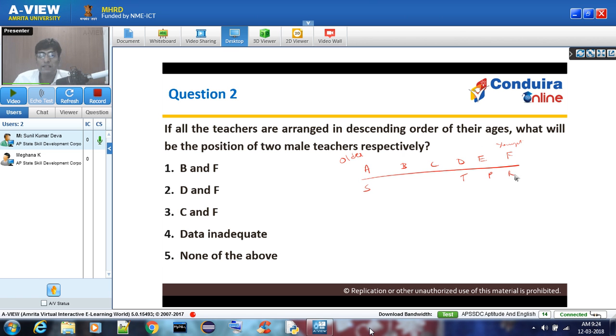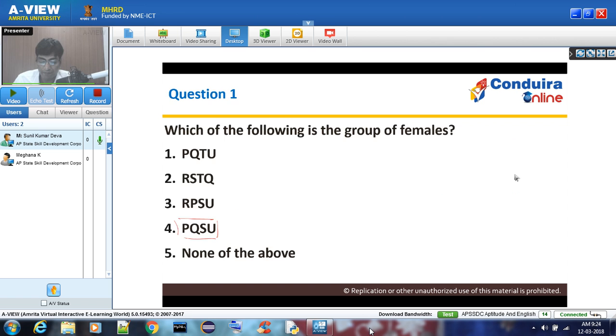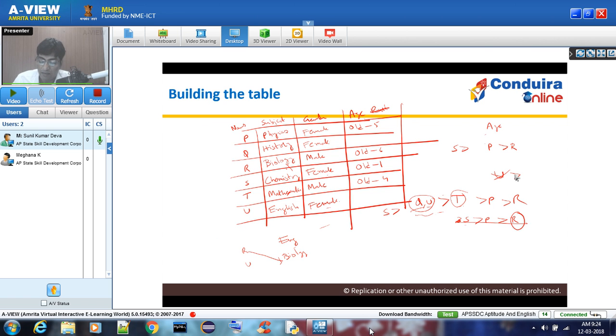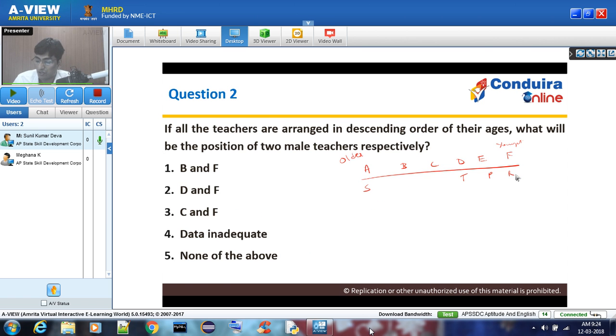Then who are the male teachers that we have? As per the table, R and T are the male teachers. So this is one male teacher and the other male teacher. These two positions I know are occupied by the two other ladies, but the question is only about the male teachers. So the places occupied by them are D and F.